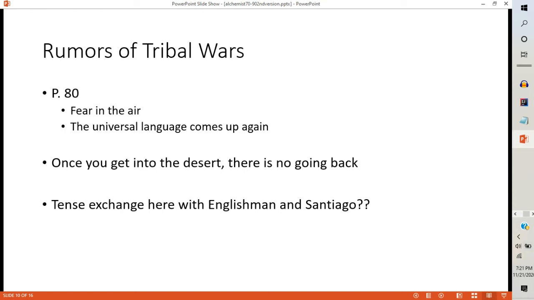This is on page 80. Once you get into the desert, there's no going back, said the camel driver. And when you can't go back, you have to worry only about the best way of moving forward. And the rest is up to Allah, including the danger. Maktub. It is written. So this has come up a few times now. It is written. Santiago knew this word. The camel driver said it. Santiago learned it from the crystal merchant. So it is written.